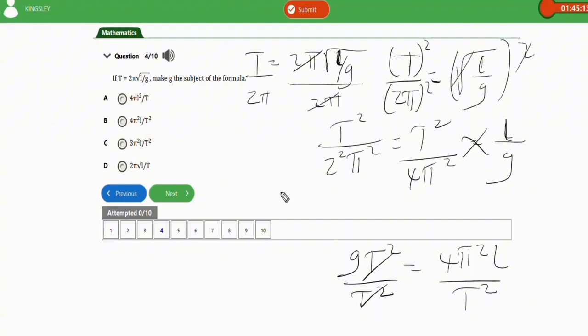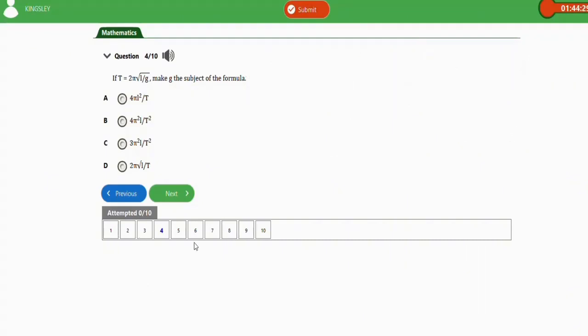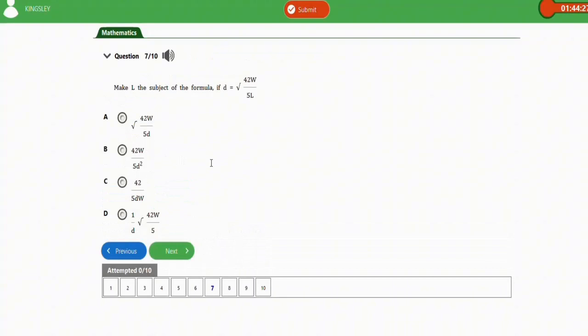So that's it for this question. So let's wipe this and solve the next question. We're making progress, guys. So guys, the next repeated question we're going to solve is this question. In this question, we're asked to make L the subject of the formula. So let's write the equation.